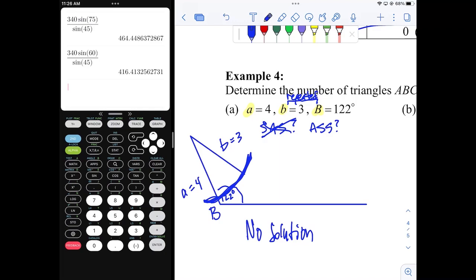Pivot it around, it doesn't reach. It's a little bit short right there, a little bit short. It's 1 unit short. It would have to be bigger than 4 to make a triangle. So there you go. The obtuse case is pretty easy.